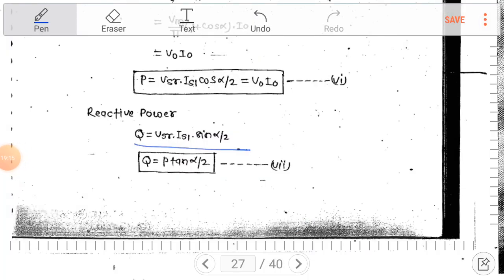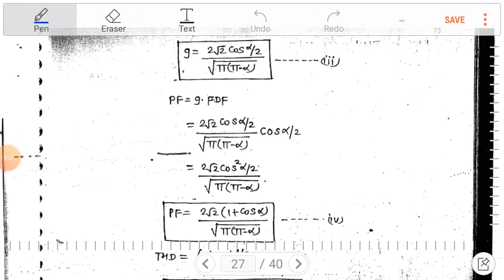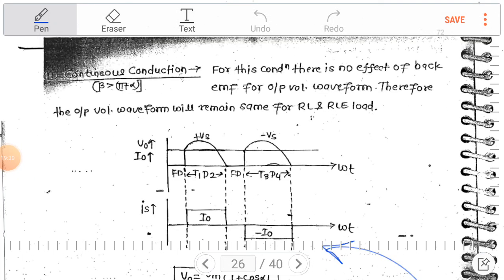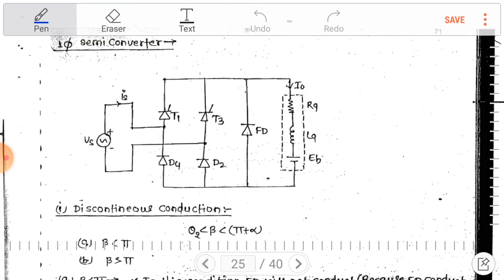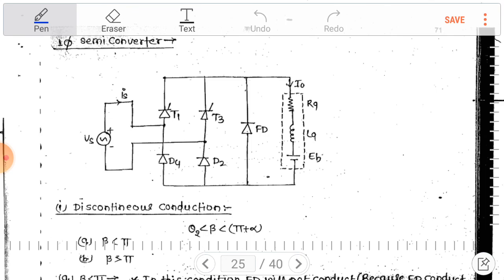Reactive power is equal to Vsr Is1 sin alpha by 2 at the AC side, and it is also written as P tan alpha by 2. This is all about the harmonic analysis of the single phase full wave rectifier and half wave rectifier. In the next class we will continue with three phase rectifiers.